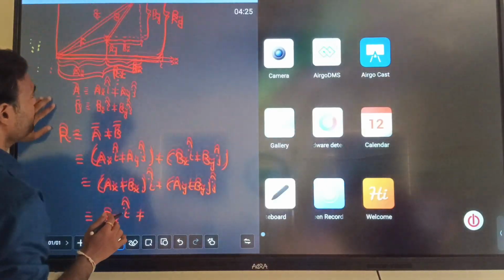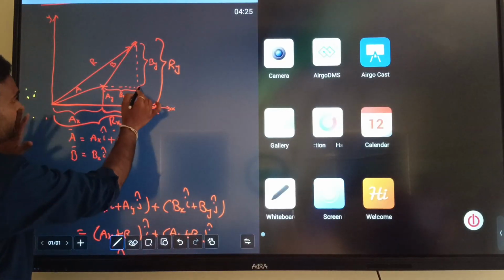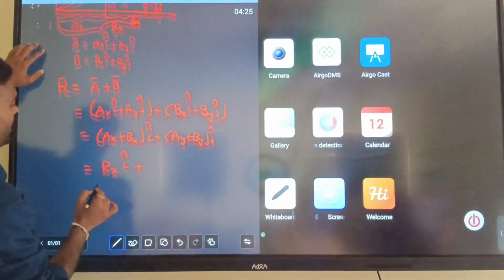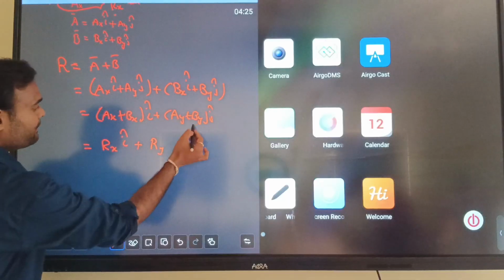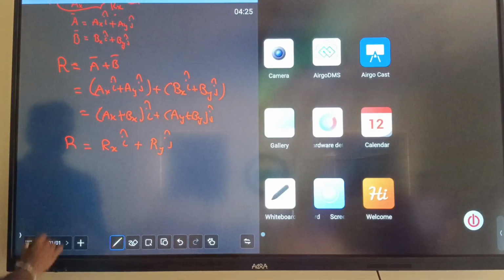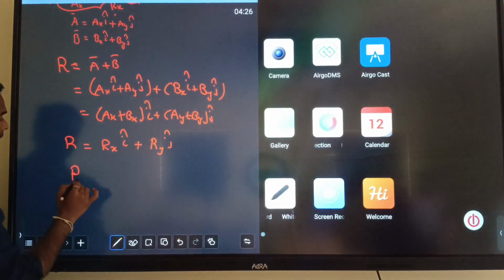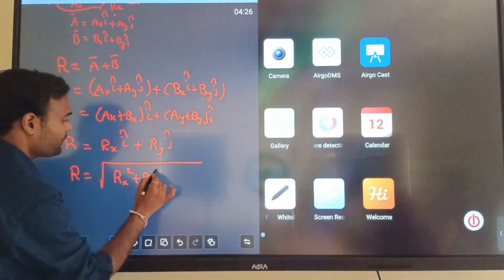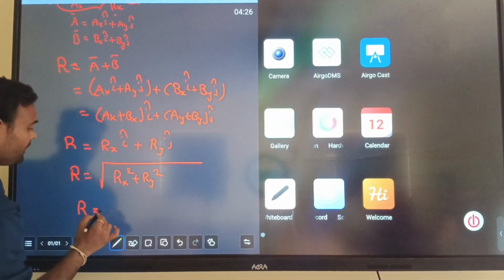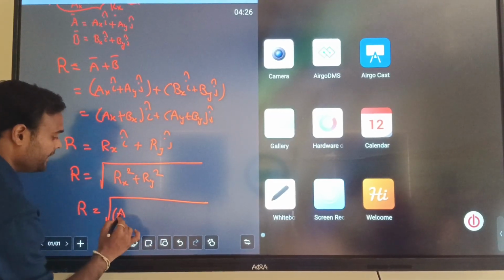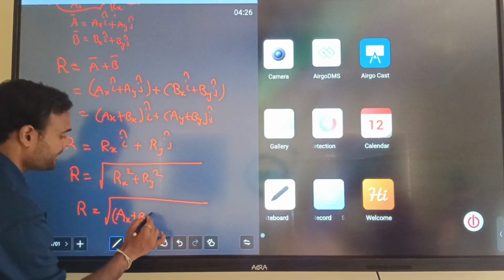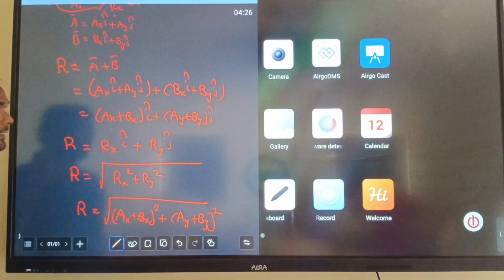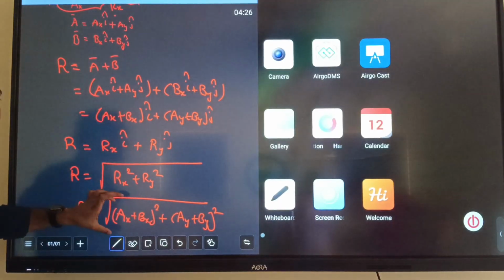Similarly, from the diagram we can say ry is equal to ay plus by; this one is ay and this is by. So ry is equal to ay plus by j. This is the r vector, the resultant vector. So the resultant vector magnitude is under root of rx square plus ry square. That means r is under root of (ax plus bx) square plus (ay plus by) square. This is the resultant value of the addition of the two vectors.